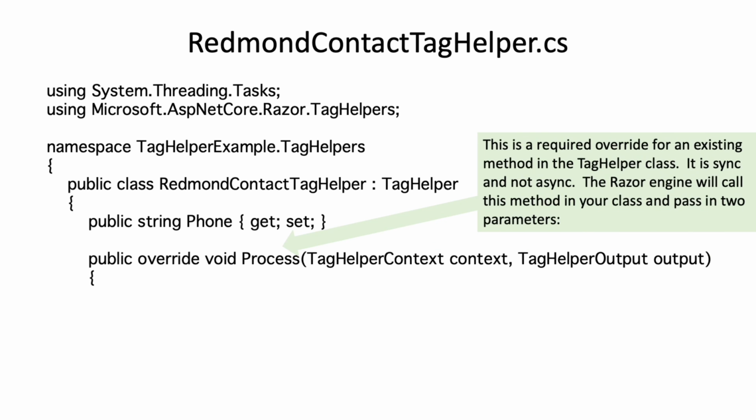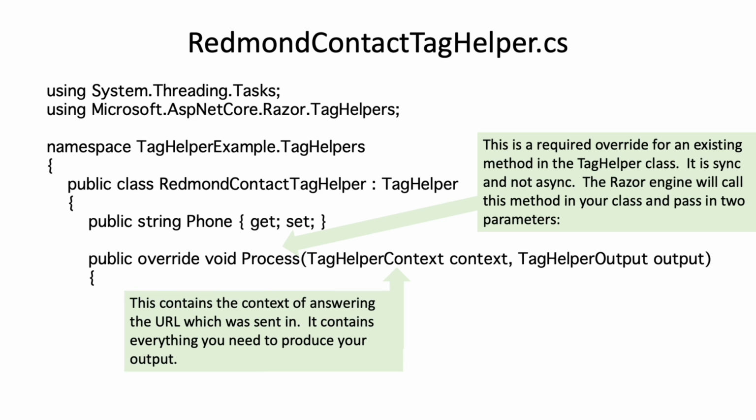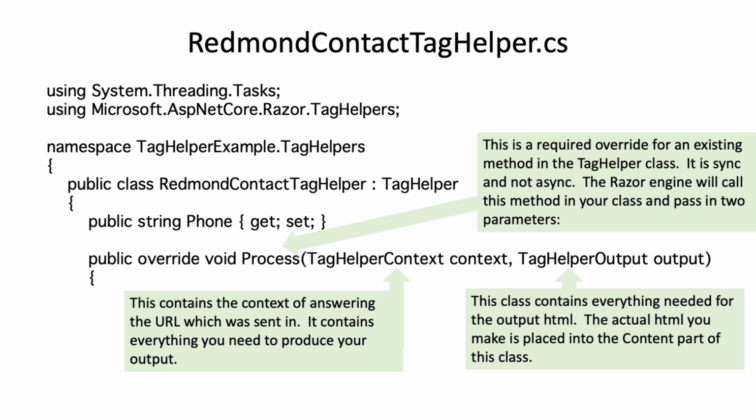So this method requires override for an existing method in the TagHelper class. There is an async version, but you can't have async as one of the processes. The Razor engine will call this method in your class and pass it those two parameters. We talked about the TagHelperContext. It has all of the context of your system, of the page, everything. And then the output itself is where the HTML will go.